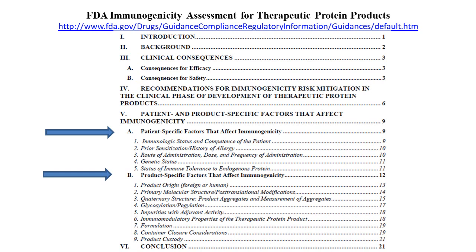Has the patient been previously exposed to or received a particular drug or drug product? So is there any history of allergy to any of those? What is the route of administration? What's the dose? What's the frequency of the administration? All of that has to do with the response of the immune system to the drug. There might be some cases with genetic predisposition to a particular immune response. And what is the status of the immune tolerance to endogenous protein?